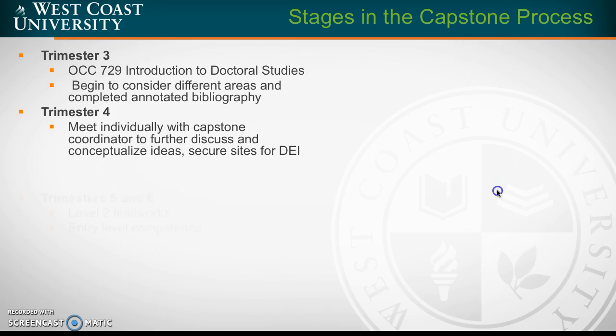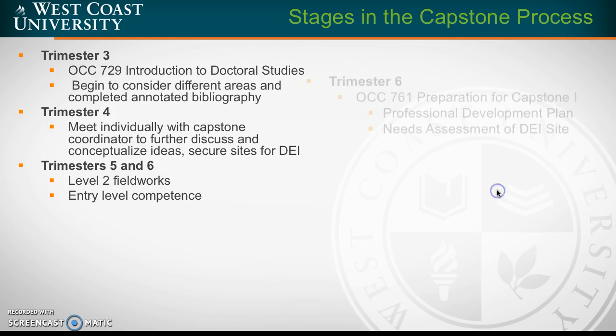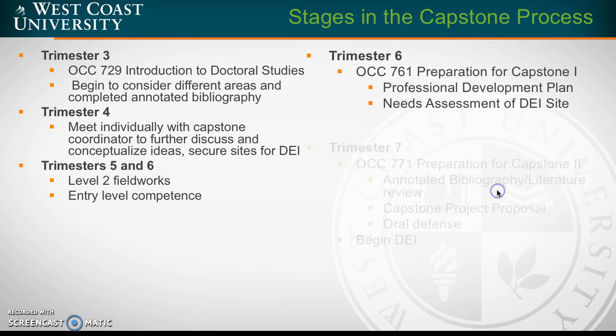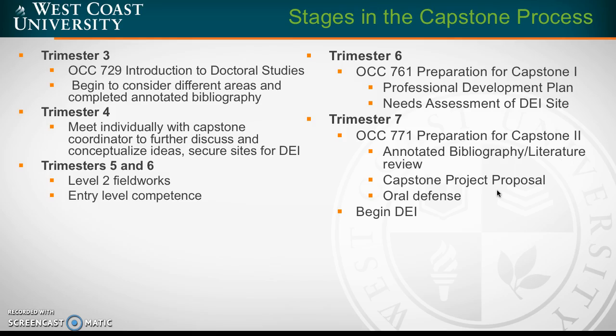of the trimester. In trimesters 5 and 6, students complete their Level 2 fieldwork rotations, and upon successful completion of these rotations, students are considered to have entry-level competence in occupational therapy practice. During trimesters 6 and 7, students will take 2 preparation for capstone courses in which they conduct a needs assessment with your site, complete a literature review, and complete an oral defense of their project. It is also during these classes that the student will collaborate with you as their community site mentor to draft their learning objectives and learning activities, which will serve as a guide to structure their time during the internship.